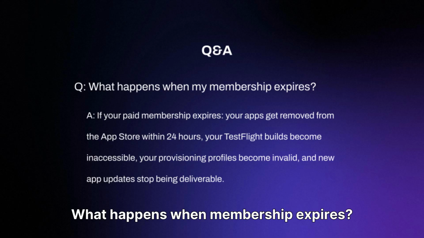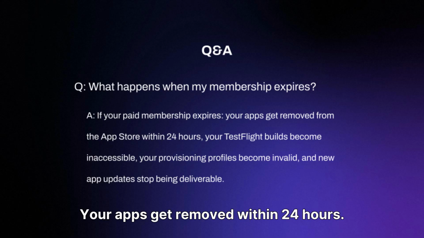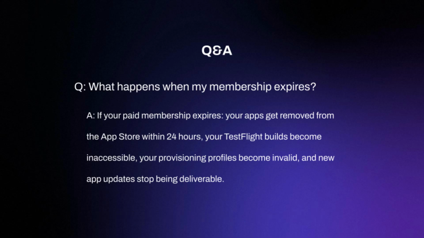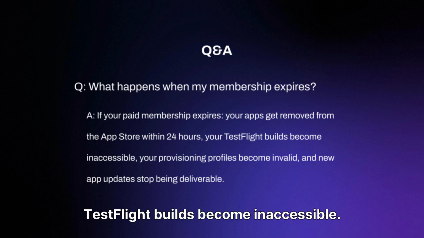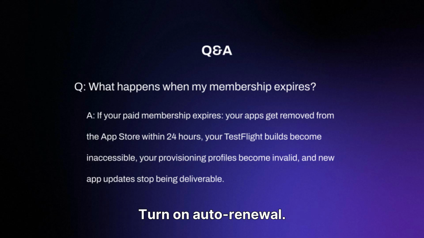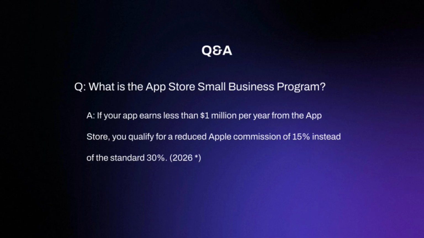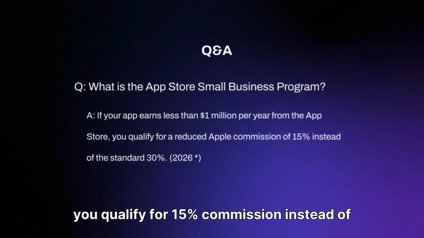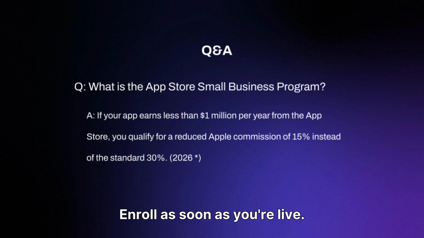What happens when membership expires? Your apps get removed within 24 hours. TestFlight builds become inaccessible. Provisioning profiles become invalid. Turn on auto renewal. Small business program? If you earn less than $1 million, you qualify for 15% commission instead of 30%. Enroll as soon as you're live. There's no reason not to.